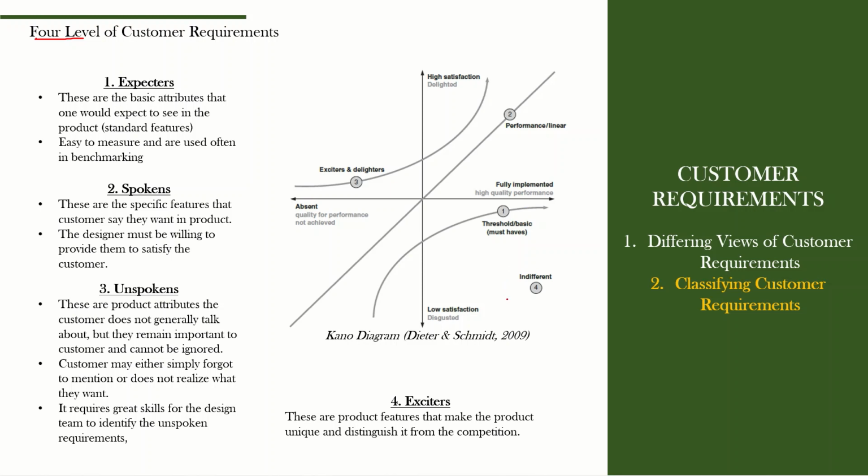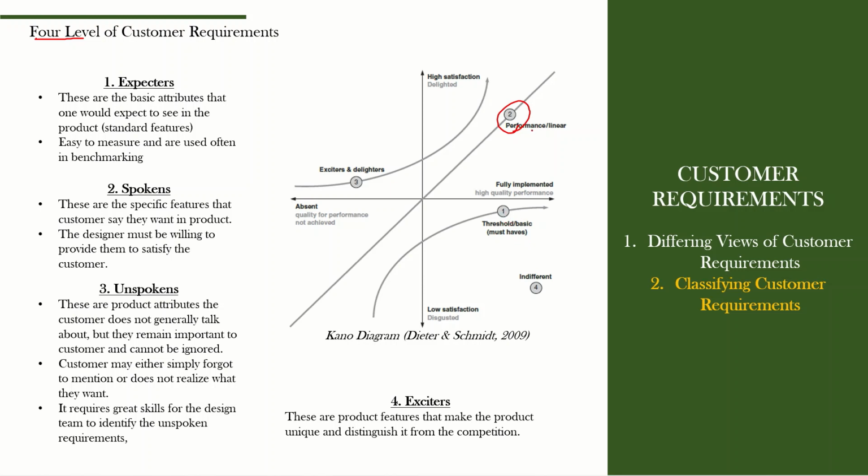And spokens, these are the specific features that customers say they want. So these are the spoken requirements, which the customer says they want in the product. Number 2, more focusing on the performance. The first requirement, which is the basic requirement, must have, the product must have. If the product doesn't have that feature, the product does not perform.